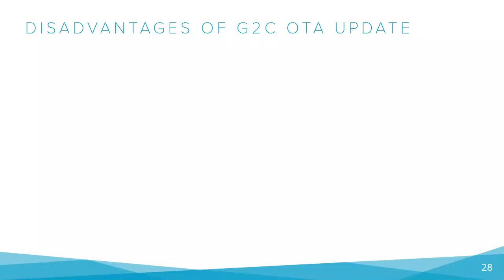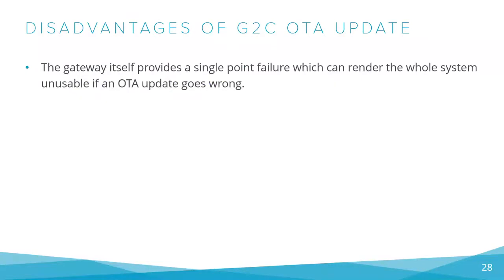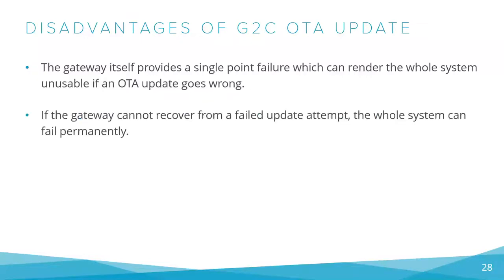But again, it has a disadvantage. When it comes to security or reliability, the gateway itself provides a single point of failure, which can render the whole system unusable if the OTA update goes wrong somewhere in between. The next disadvantage is if the gateway cannot recover from a failed update attempt, the whole system can again fail permanently.